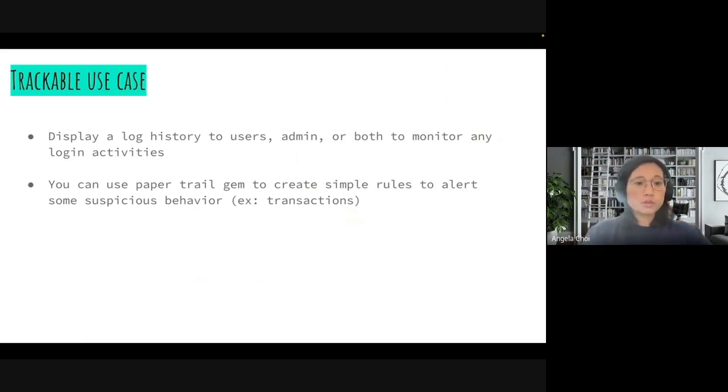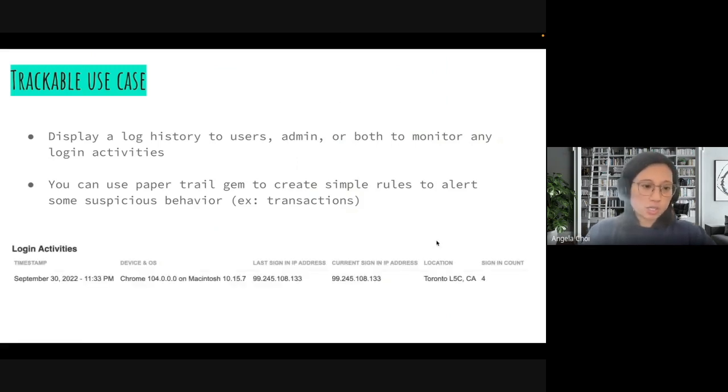You can also use the Paper Trail gem to create simple rules to alert on suspicious behavior. Maybe there was a really high transaction that day by a user. For instance, you can implement something like this: login activities with timestamp, the device and operating system, last sign-in address, last sign-in IP address, and current sign-in IP address, location, and then it tracks the sign-in count.